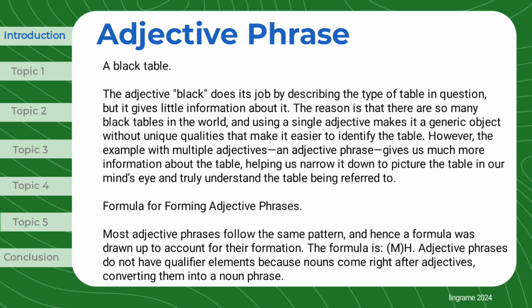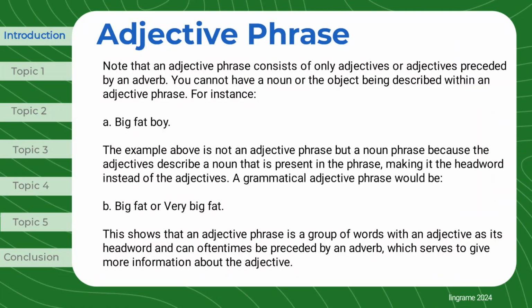Formula for forming adjective phrases. Most adjective phrases follow the same pattern, and hence a formula was drawn up to account for their formation. The formula is MH. Adjective phrases do not have qualifier elements because nouns come right after adjectives, converting them into a noun phrase. Note that an adjective phrase consists of only adjectives or adjectives preceded by an adverb.